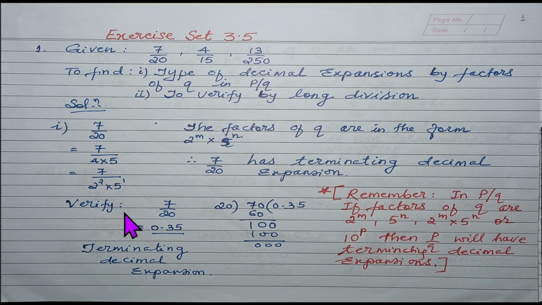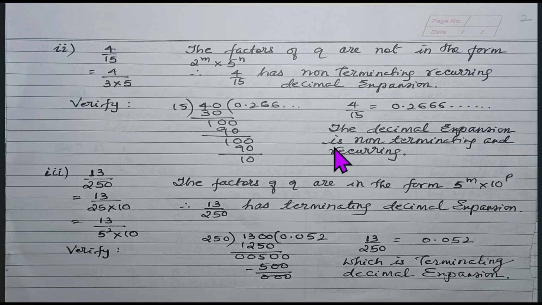Now we can verify that by long division method. So divide 7 by 20. When we divide 7 by 20, we get 0.35, which is 100% a terminating decimal expansion, and that is the method of finding the type of decimal expansion of the given rational number. Now let us go to the next example.